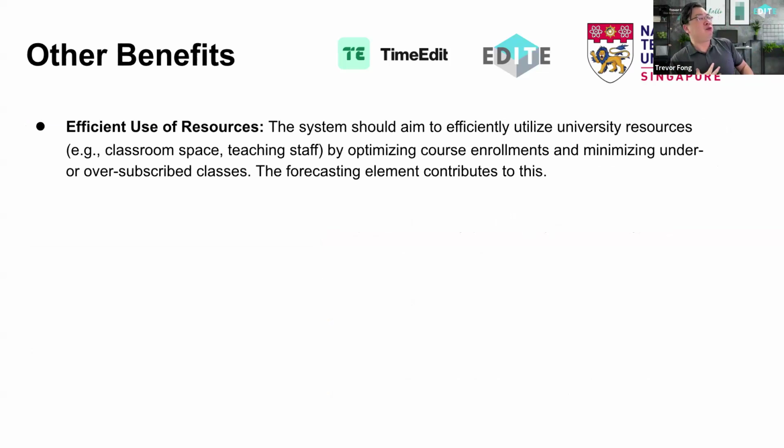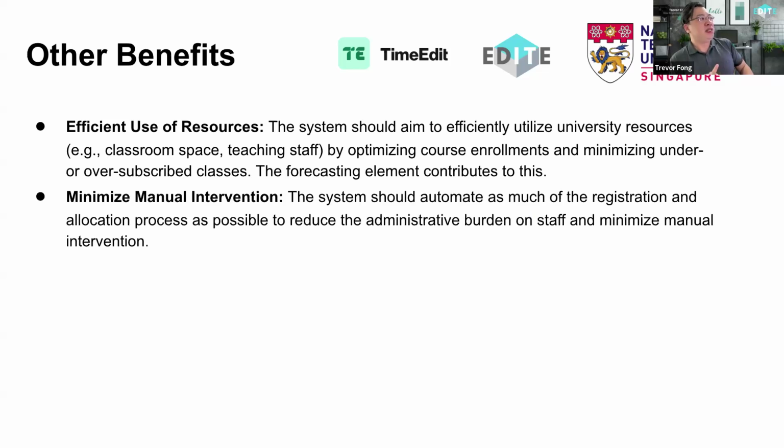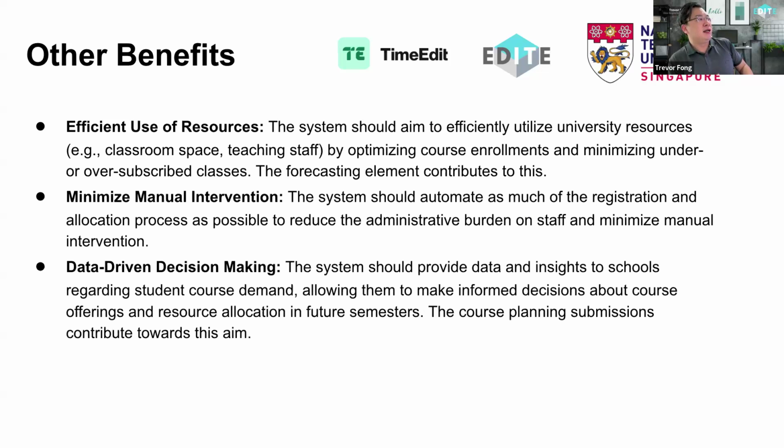The other benefits that we will also try to achieve is efficient use of resources. So basically, be able to efficiently utilize university resources by optimizing course enrollments and minimizing under or over subscribed classes. I think this is one of the key things that a lot of the administration are always trying to solve. Minimize manual intervention as much as possible for the registration allocation to reduce the administrative burden.